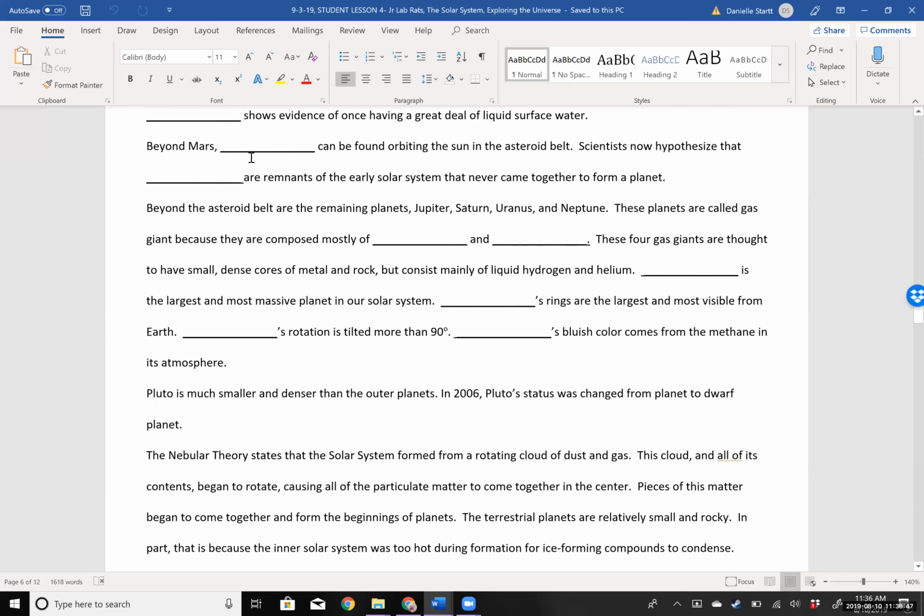Now we're gonna pass something else. We got this asteroid belt, okay? So beyond Mars, blank can be found orbiting the sun in the asteroid belt. Well, what do you suppose is in the asteroid belt? I wonder. Might be something in the title of asteroid belt.